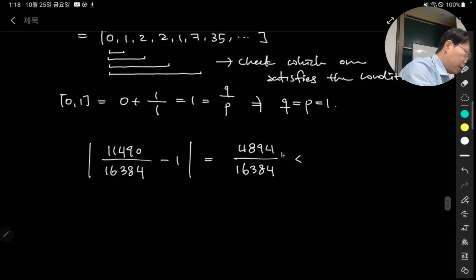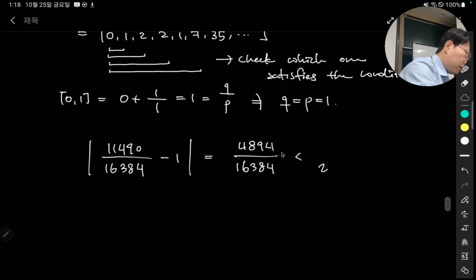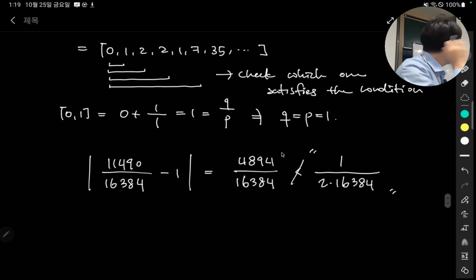So it's bigger than less than 2 times 16384. This is not true, right? It's way smaller. This thing is way smaller than the left-hand side. So it's not true. So the first two sequence doesn't give me the correct number.